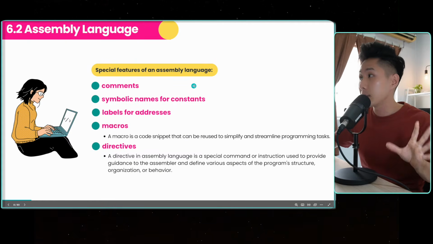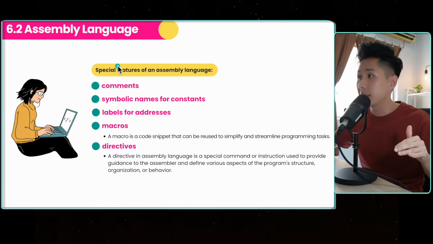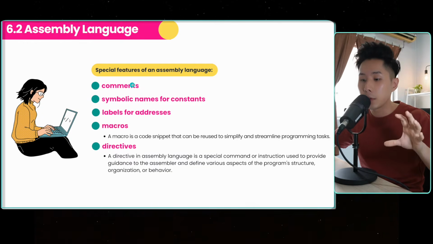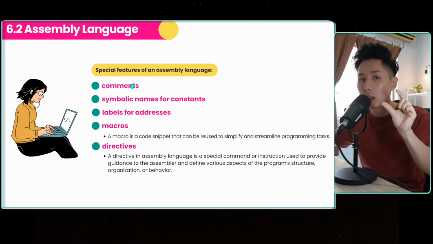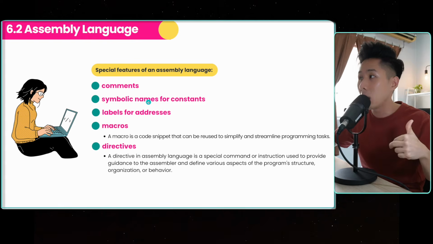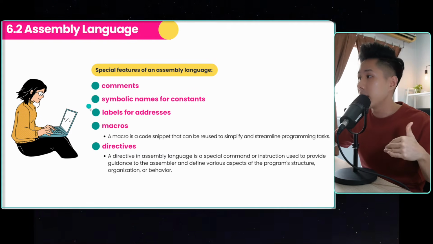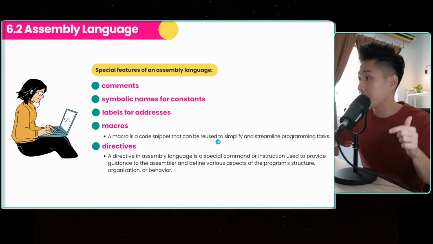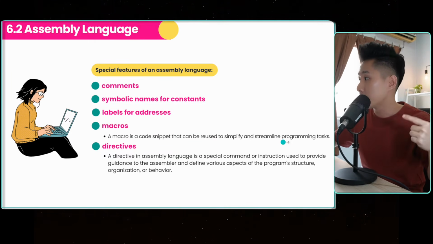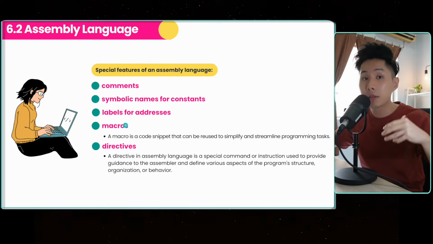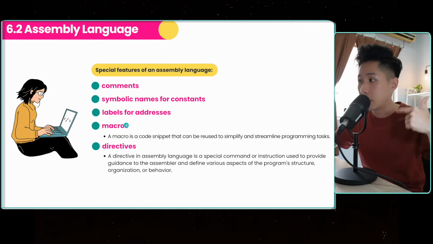So these are some of the special features of an assembly language. They allow comments, which is code that is not run by the computer. It's just for programmers to know what this chunk of the code represents. Symbolic names for constants. I will show you what it means in a later part of the chapter. Labels for addresses. Macro. So a macro here is a code snippet that can be reused to simplify and streamline programming tasks. Once you have written the macro, you can reuse it in your program by just calling it. So you don't have to rewrite the code repeatedly.